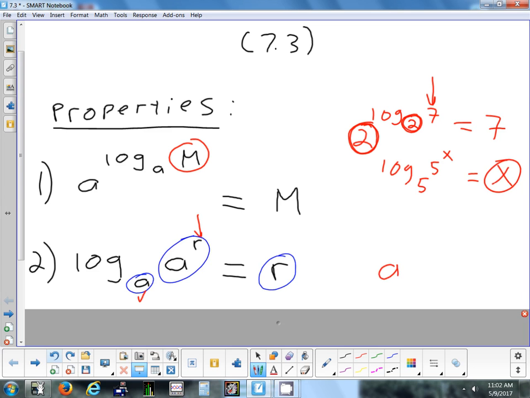And then my exponent. What's my exponent? R. Logarithm always equals the exponent. So I used the a, I used the r. What's the only thing that goes on the other side? Right? So the whole thing.